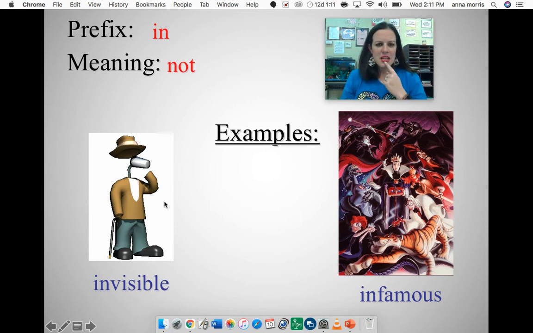Infamous. What might that mean? Well, that might mean that you are not famous in the positive way. Look at this list of infamous characters. I see the Wicked Queen from Snow White, Jafar from Aladdin. Wow, I see Ursula from The Little Mermaid and Maleficent from Sleeping Beauty. These characters are infamous, not famous in the positive way.